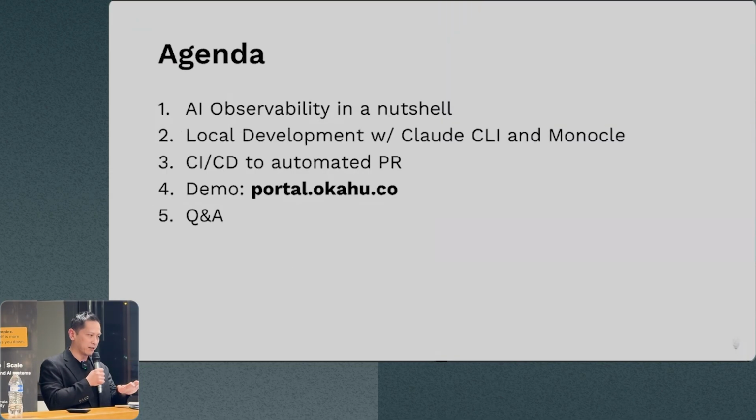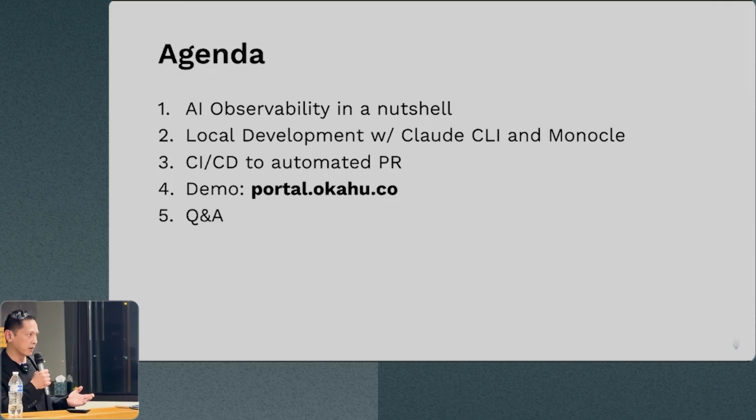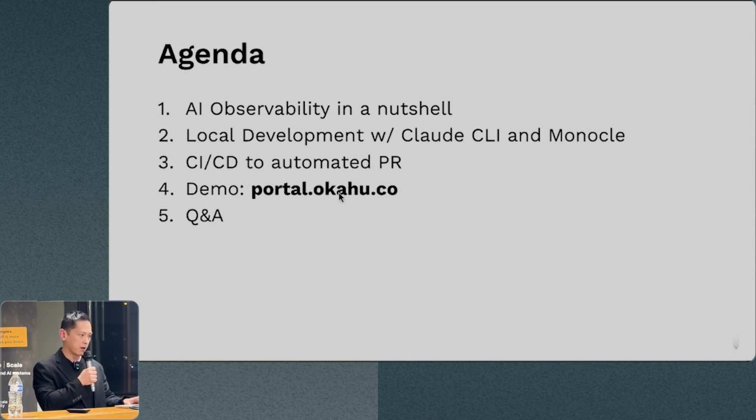So I'm gonna go over the topic of how to do AI observability, but from a different angle. Not in terms of training your model and refining your model, but in terms of how to actually use it to generate code and make sure it's reliable, and how to use that in your CI/CD pipeline in production. So if you go to the portal, you can actually run through the same demo that I'm gonna go through.